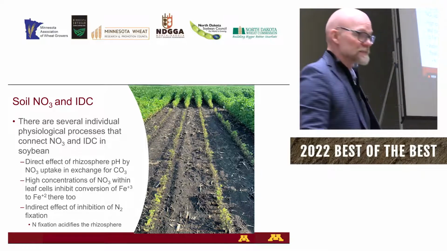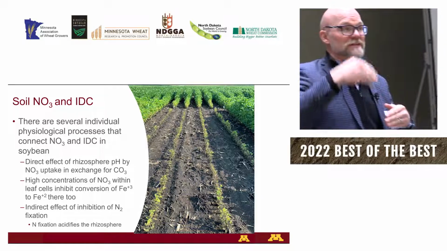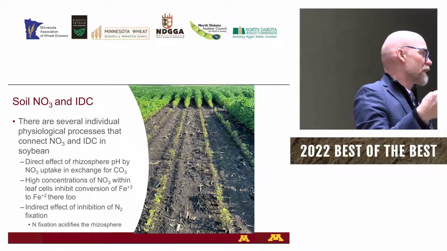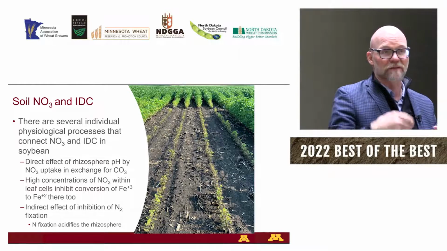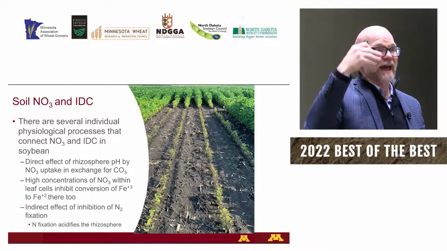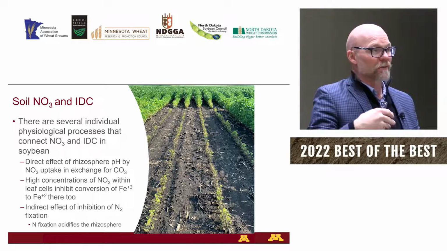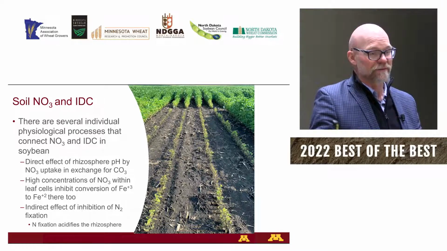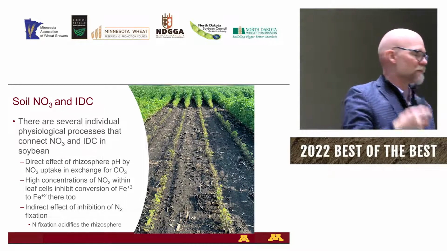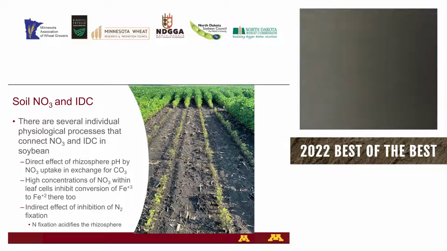The other piece of this is up in the plant. High levels of nitrate in the leaves themselves inhibit the conversion of Fe3 to Fe2, which is the form that's usable by these cells. So not only are we inhibiting uptake of iron, but we're actually not able to use some of the iron that we might have in the leaves.